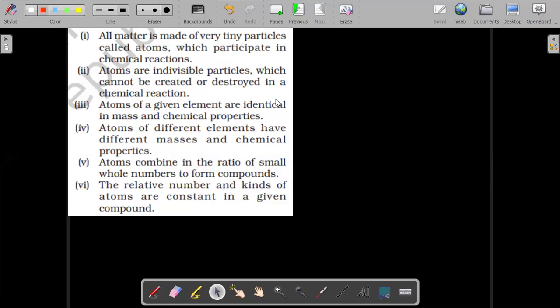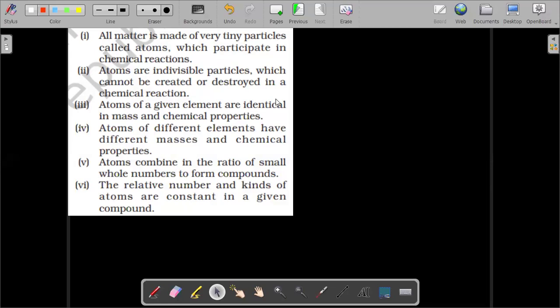Just now we studied the law of conservation of mass. Do you think the law of conservation of mass is somewhat similar to the second statement? Is it the same thing or different? Same, sir. Yeah, it's the same thing. It says that atoms cannot be created or destroyed, so they must remain constant. That's the statement from the law of conservation of mass.